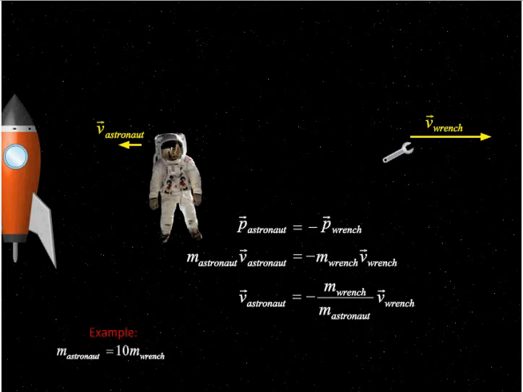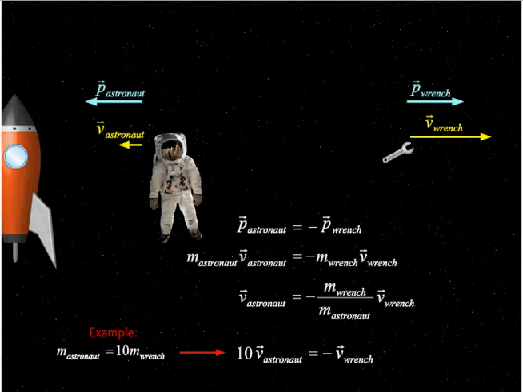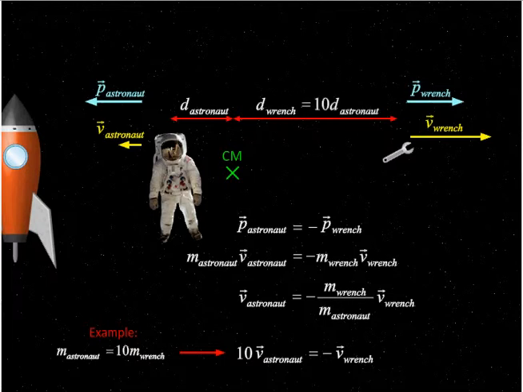For example, if the mass of the astronaut is 10 times as big as the mass of the wrench, the speed of the wrench will be 10 times the speed of the astronaut. This requirement ensures both that the magnitudes of the momentum of the wrench and the astronaut are the same, and also that the center of mass of the system does not move, since the distance the wrench moves in any given time interval will be 10 times that moved by the astronaut.